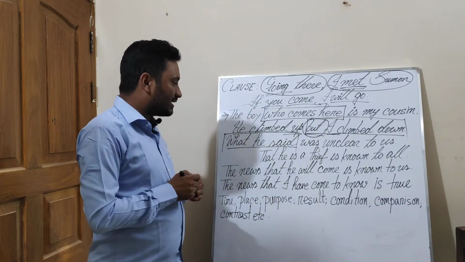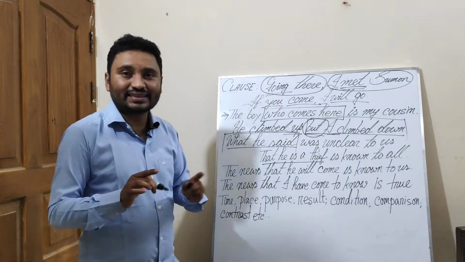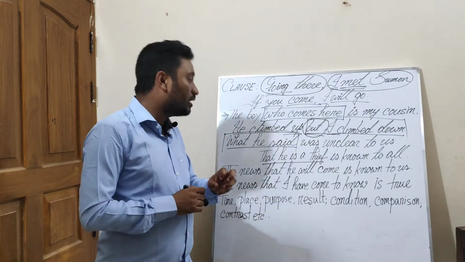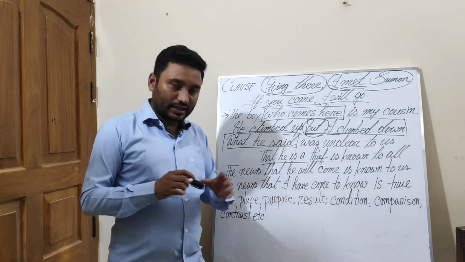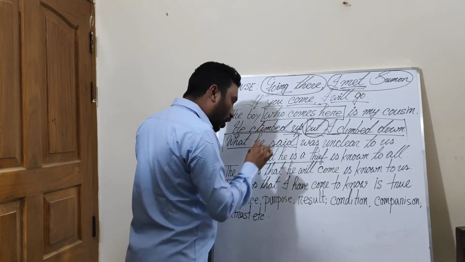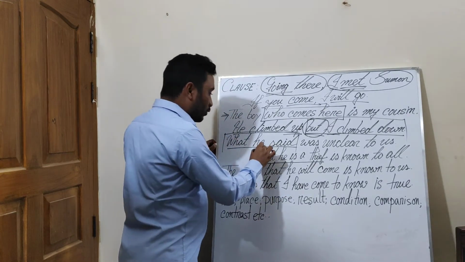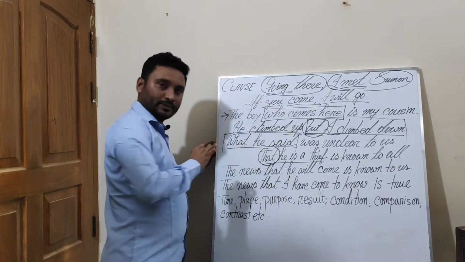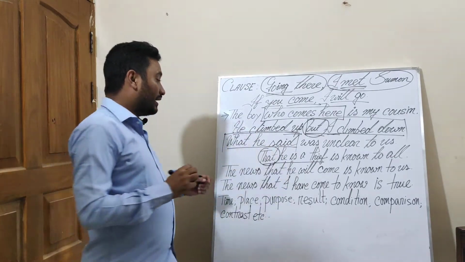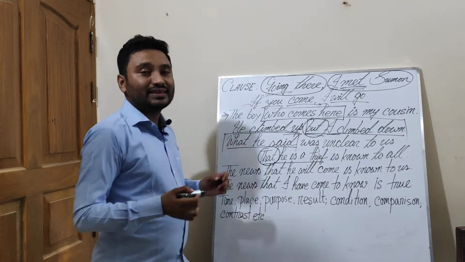Similarly, in the very next sentence, I have said that he is a thief is known to all. That he is a thief. This clause has acted as a noun, as a subject. So it is called a noun clause. But we have to learn one more thing. A clause which acts as a noun, which acts as a subject, and which begins with the word that, is called a nominal that clause. It is also called a nominal that clause.